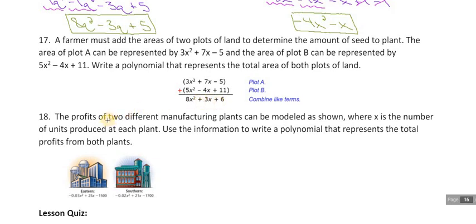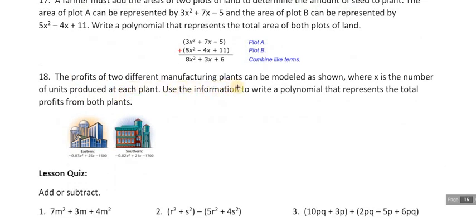We're now going to do number 18, which states that the profits of 2 different manufacturing plants can be modeled as shown. It's very small, but it's there. Where x is the number of units produced at each plant. Use the information to write a polynomial that represents the total profits from both plants. So total implies sum, add them together.